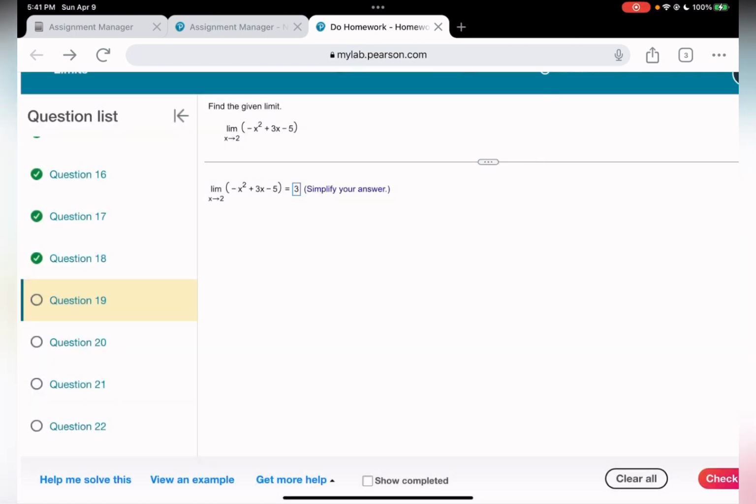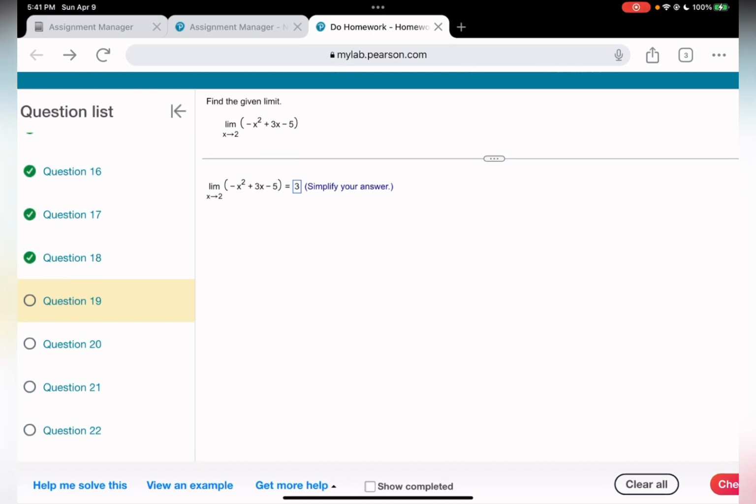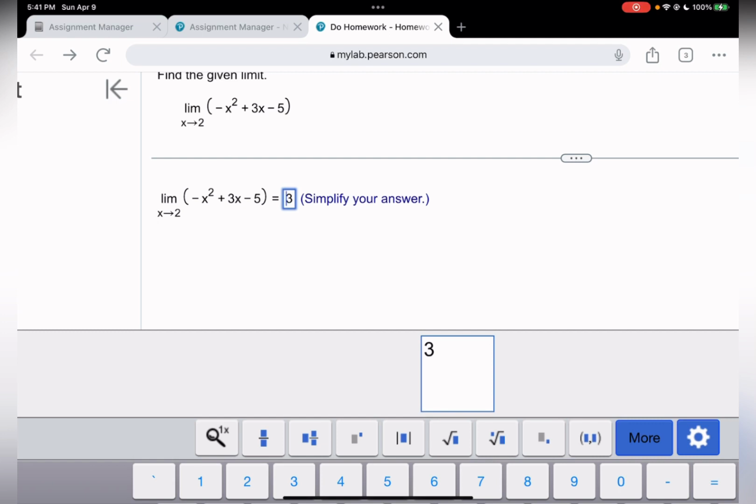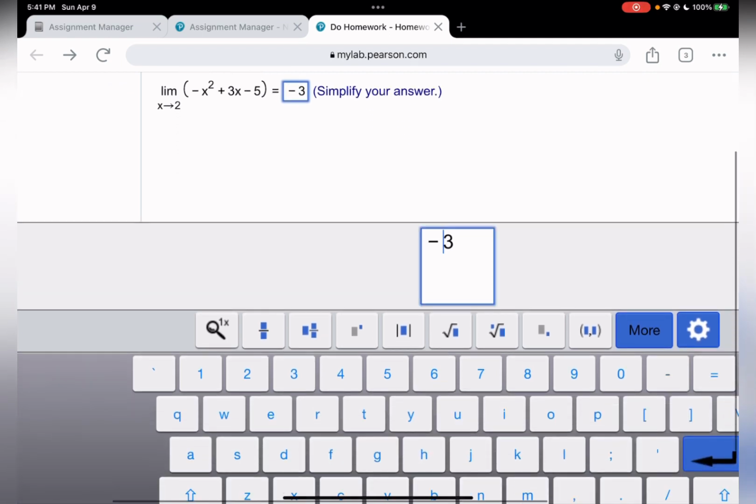Let's do it over again. 2 squared is 4, so negative 4. Negative 4 plus 3 times 2, which is 6. Negative 4 plus 6 is positive 2. Minus 3, duh. Not paying attention.